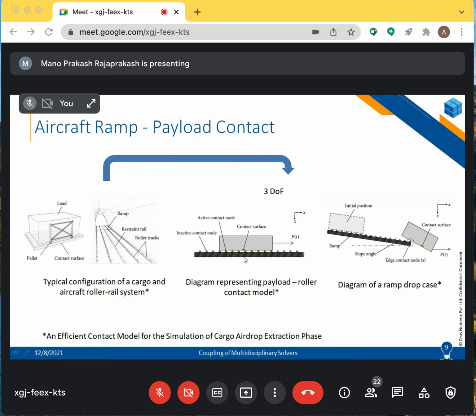So this is a typical example of how the payload and the ramp contact can be established. Since the motion is allowed only on the symmetric plane, usually what modeling strategies do is they take the center line of this entire payload assembly, and this contact and this center line can be discretized using a set number of points.